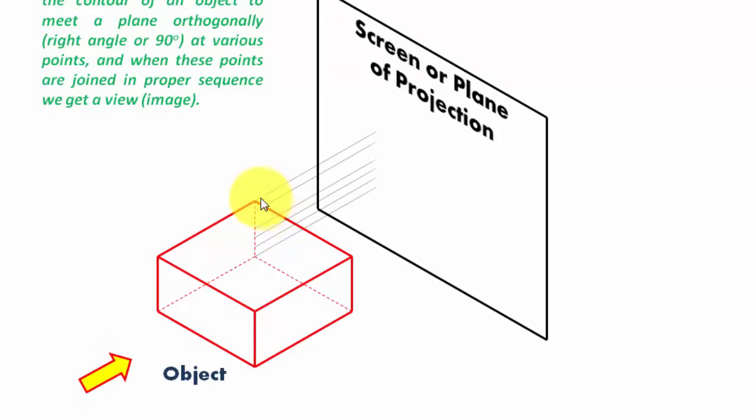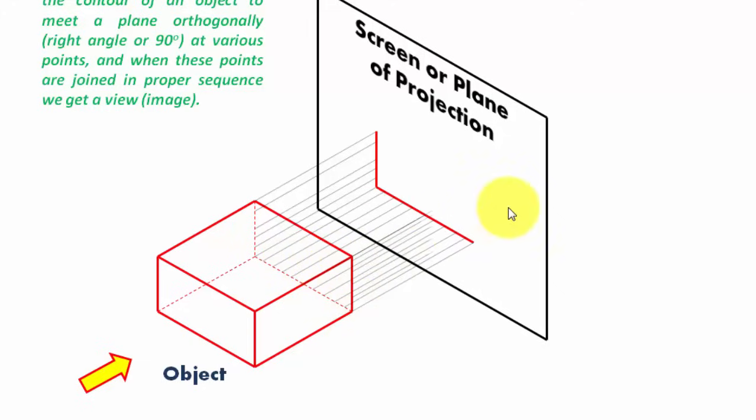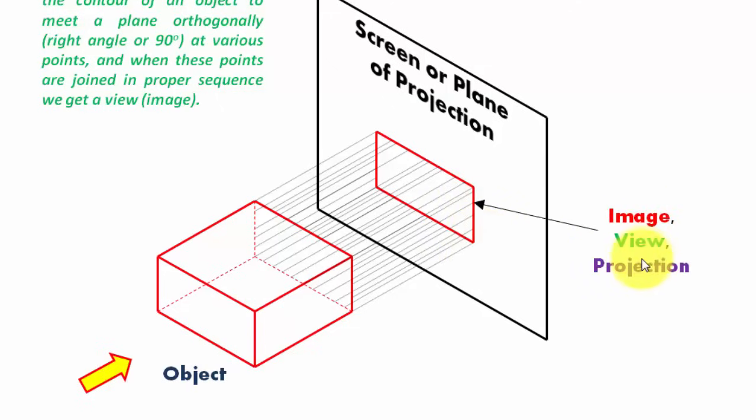So these are the contours from the outline of the object. So this is the outline, and let's have this. Okay, and from this side also. So this edge would look something like this, and finally this edge. So what we have basically done is we have extended parallel lines from the contour of the object to meet a plane, so that when all these points are joined in proper sequence, we get a view, and this is what you call a view or an image, or technically speaking it is called as projection.